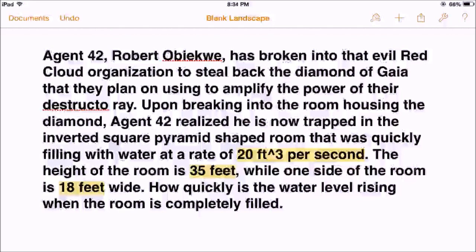Upon breaking into the room housing the diamond, Agent 42 realized he is now trapped in the inverted right pyramid-shaped room that was quickly filling with water at a rate of 20 feet cubed per second. The height of the room was 35 feet, while one side of the room was 18 feet wide. How quickly is the water level rising when the room is completely filled?